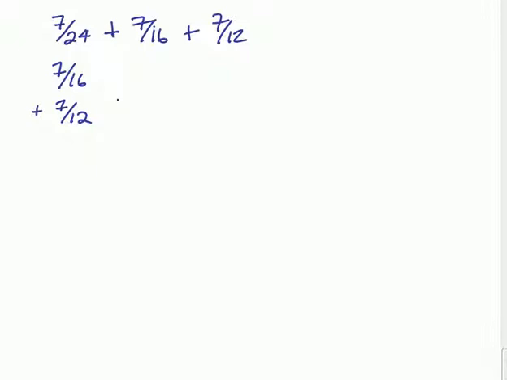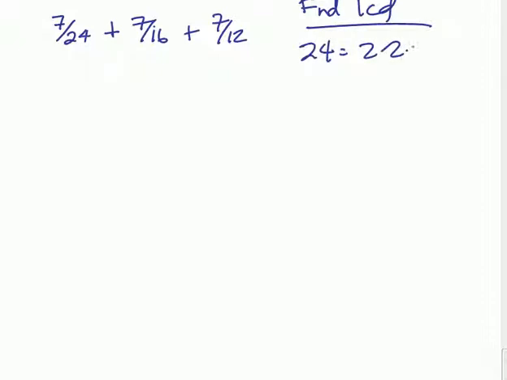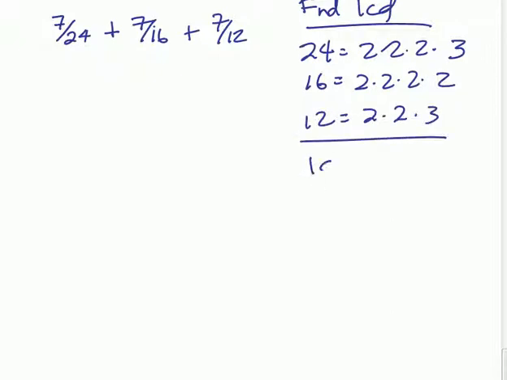Okay, we know what to do. We are over here finding our favorite little LCD. 24 is 2 times 2 times 2 times 3, 16 is 2 times 2 times 2 times 2, and 12 is 2 times 2 times 3. So what's your LCD? What are you going to get? Okay, I hope you said 2 times 2 times 2 times 2 times 3, and that equals 48 when you multiply it all out. So we go back over here.